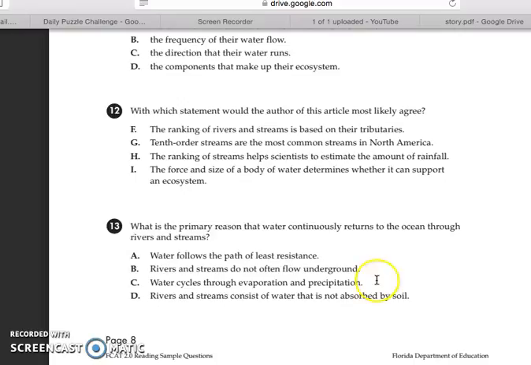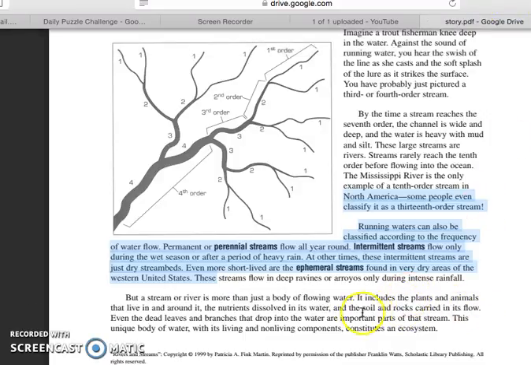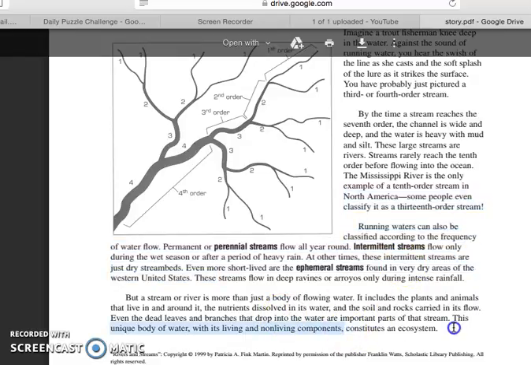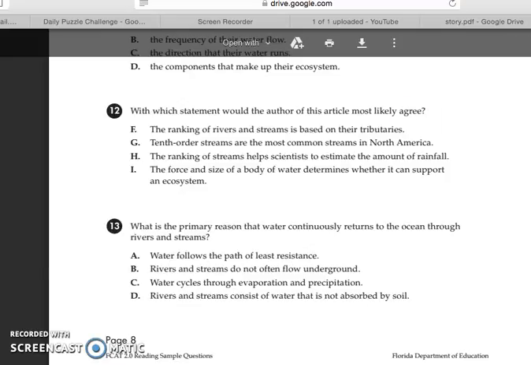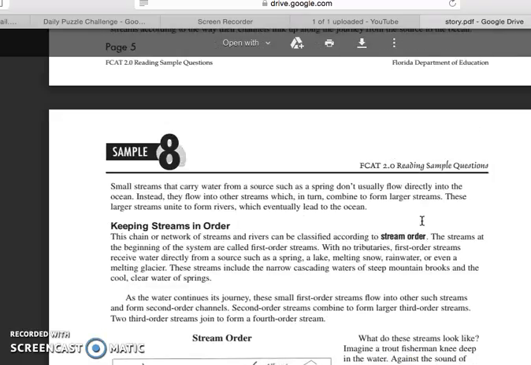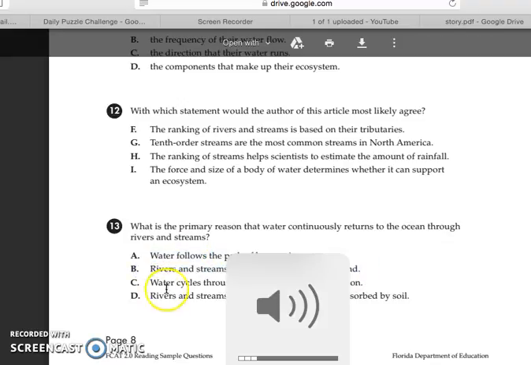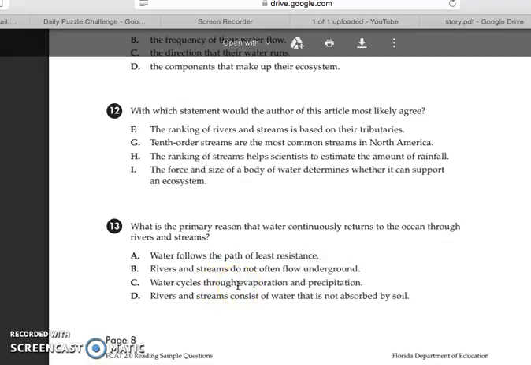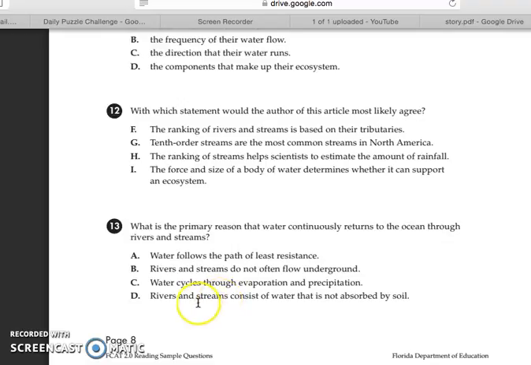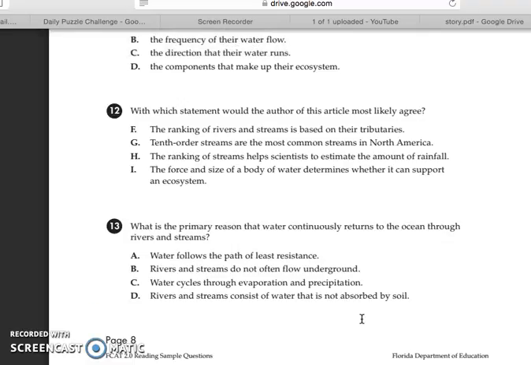What is the primary reason that the water consistently returns to the ocean through rivers and streams? Well, if we look back here, it says it includes the flows right here, consistency of the ecosystem, and the primary reasons to return to the ocean. Water follows the path of least resistance to other streams. It does flow underground, so it cannot be B. Water cycles through evaporation and precipitation. I think it is C. I'm going to put that on the side. The water is not absorbed by soil? It is absorbed by soil. So I think it is C, because that's how the water cycle goes, and it creates more water in the ocean.